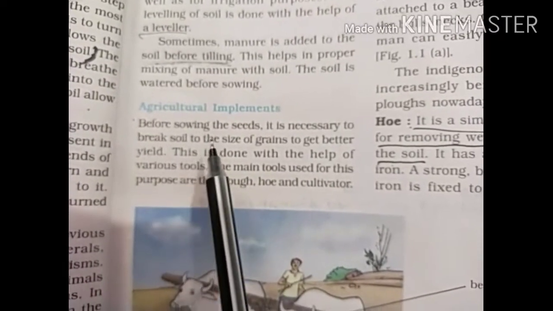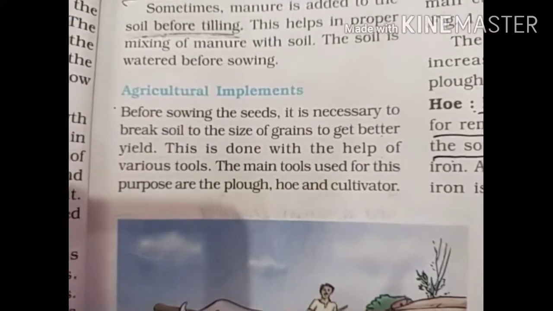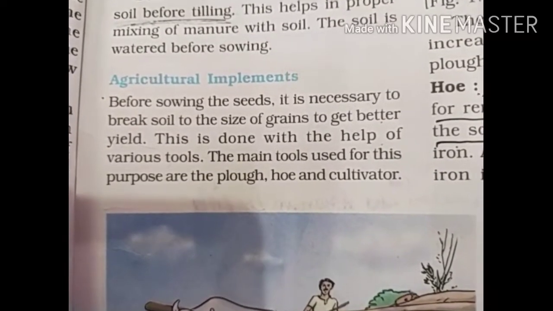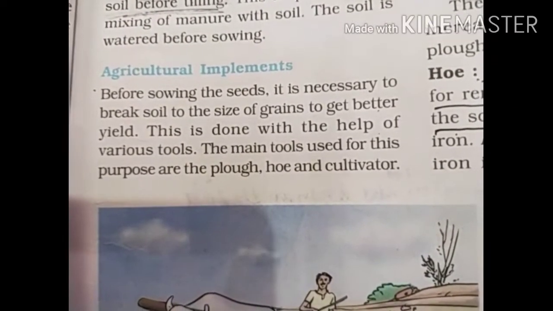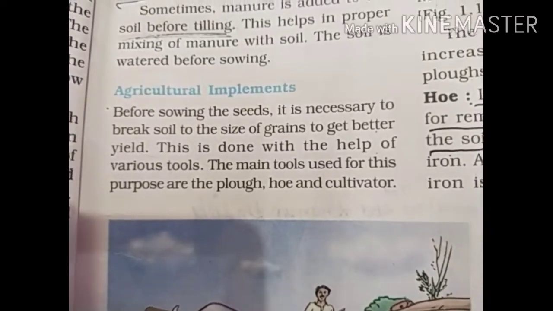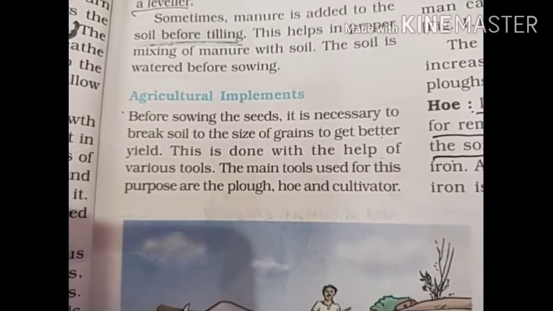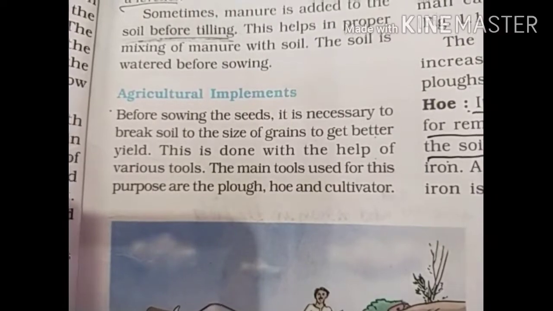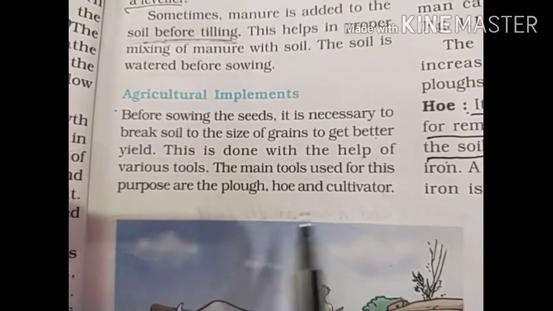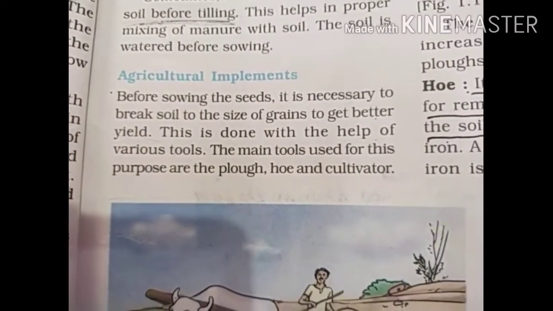Before sowing the seeds, it is necessary to break the soil to the size of grains to get a better yield. So it is important to break the bigger soil into smaller pieces, and for doing this we have so many tools. Farmers use many tools to break the soil into smaller pieces. This is done with the help of various tools. The main tools used for this purpose are the plow, hoe, and cultivator.